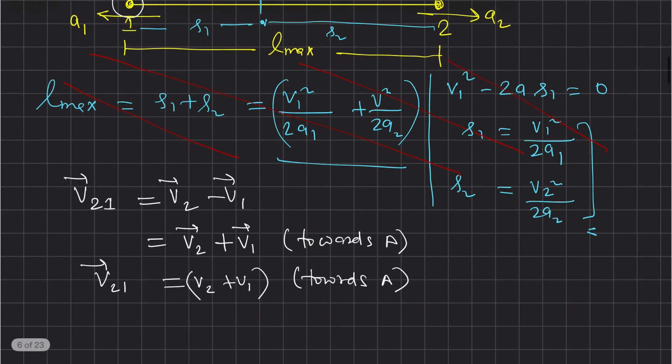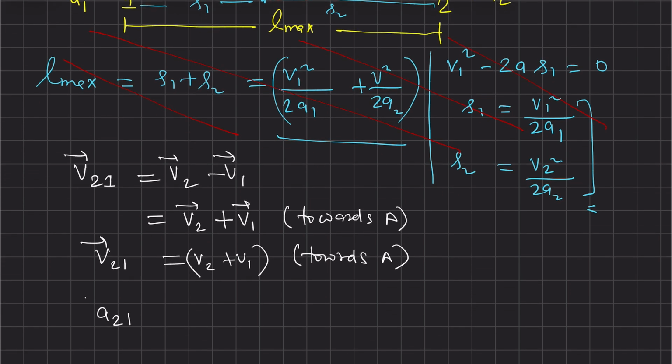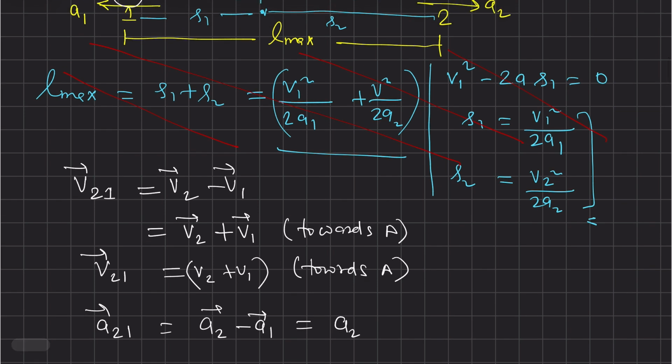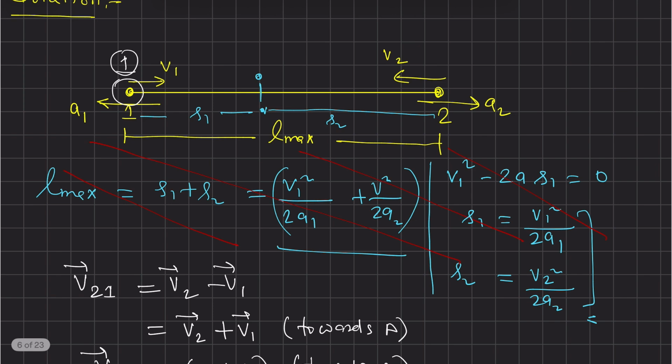And the acceleration of 2 with respect to 1 is going to be a2 minus a1, so it will be a2 plus a1, opposite to a, of course. Opposite to a means it is going to be the resultant. If I make this one at rest, then what I'm going to see is that this particle is going to move with the velocity of v2 plus v1 in this direction.